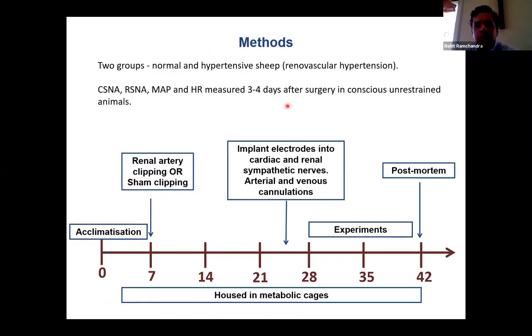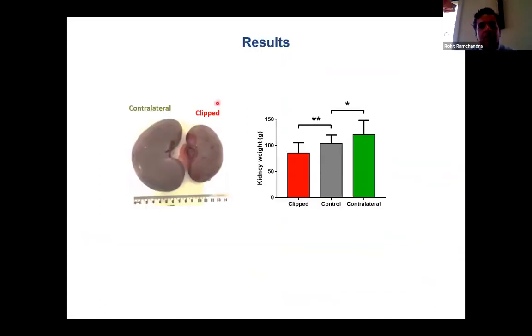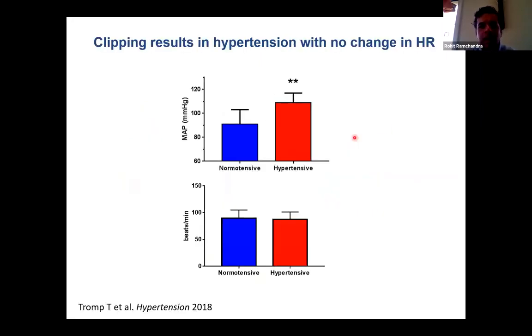Very quickly running through the methods, in this case we've got a group of normal and a group of hypertensive sheep, using a 2-kidney, 1-clip model of renovascular hypertension. Effectively, we clip one of the renal arteries and let the animal go for about 2.5 weeks, and we're recording blood pressure using a solid-state catheter, as well as recording some sympathetic drive. You can see that after the artery is clipped, the weight of the kidney falls, whereas the contralateral kidney tends to compensate. And we have a large increase in blood pressure with no changes in heart rate.